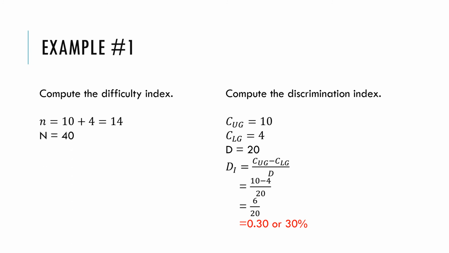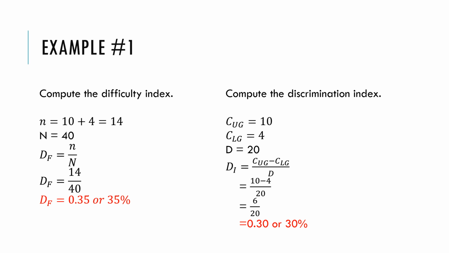And then the capital letter N is 40. Yes, no, because that would be the number of students who will take the exam. So 40 natin yan. And then we have to use the formula DF is equal to small letter n over capital N. Okay, we have to use that one. And then substitute, and then voila, your answer is 0.35 or 35%.